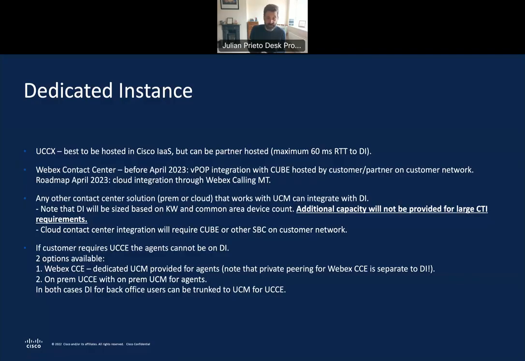Another option is if the customer wants to keep UCCE on premise, then they will have to have an on-premise UCM for the agents. In both cases, dedicated instance can be used for the back office users, and can be trunked to the UCM that is used for UCCE. So whether it's WebEx CCE or on-premise UCCE with its own on-prem UCM, dedicated instance can be trunked over the customer network to that, so at least they can make private calls between the two systems.